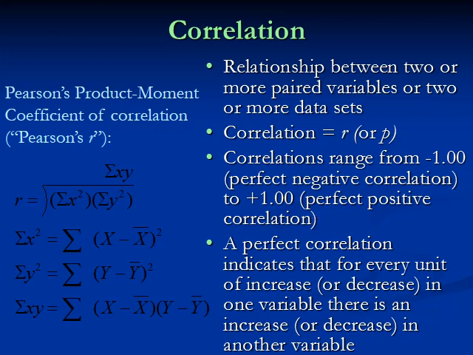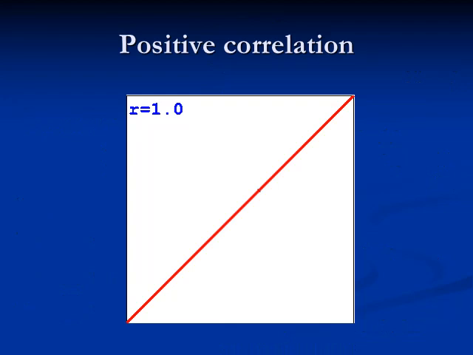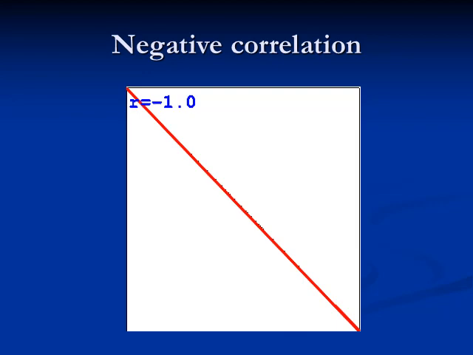So a perfect correlation, just to operationally define what I mean here, a perfect correlation of positive or negative 1 indicates that for every unit of increase or decrease, of course, if it's a negative correlation, in one variable, there's an increase or decrease in another variable. Okay. Here on this slide, we see a perfect positive correlation, a perfect 1.0 correlation. Here we see a perfect negative correlation, a perfect -1 correlation.